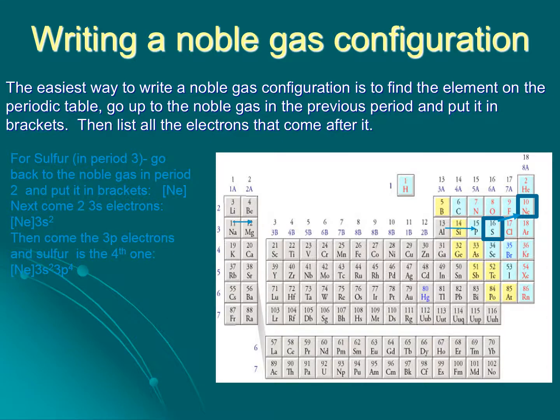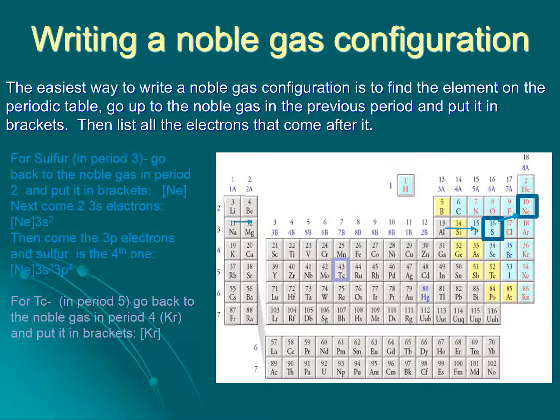Okay, in the same way, for technetium, again, technetium right there, we would go back to the last noble gas, which is krypton, and then write everything that comes between krypton and technetium. So krypton in brackets, and then 5s2, and then 4d5. So that's how you write a noble gas configuration.